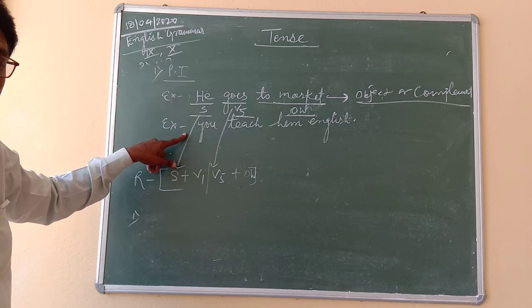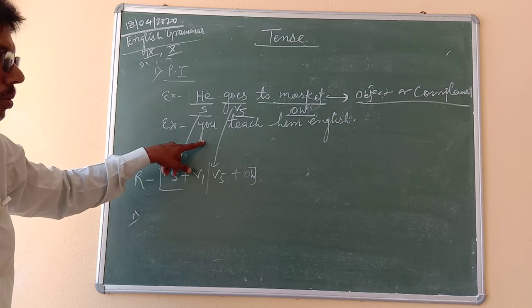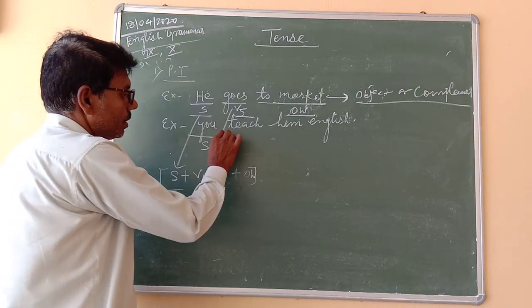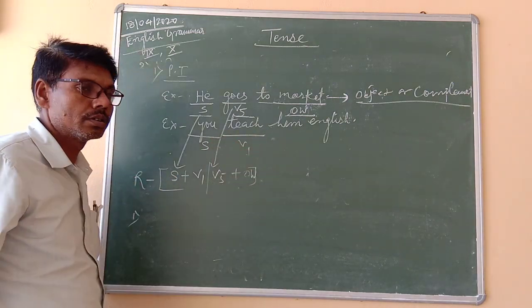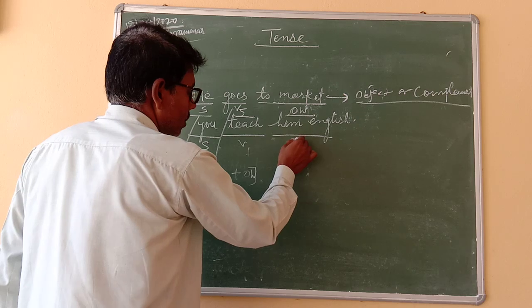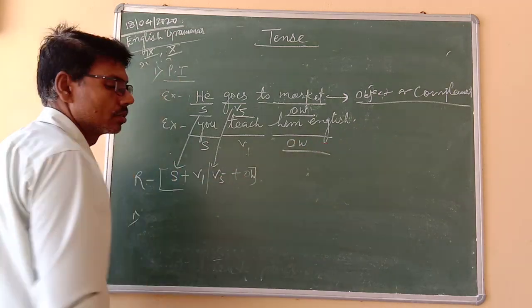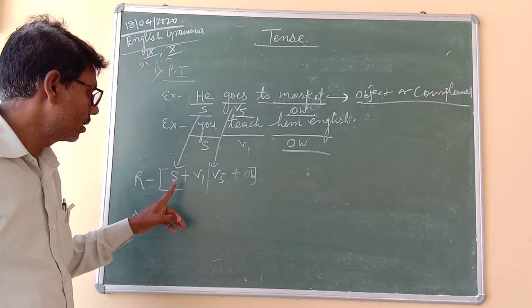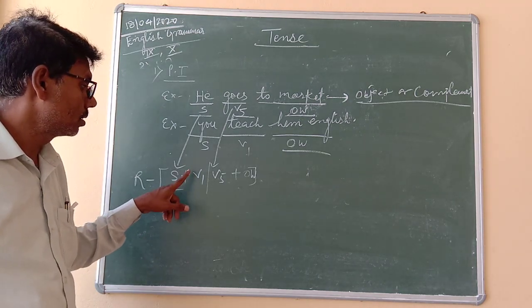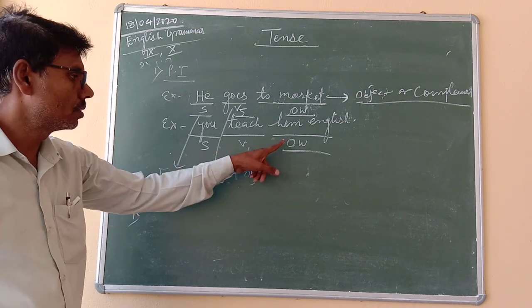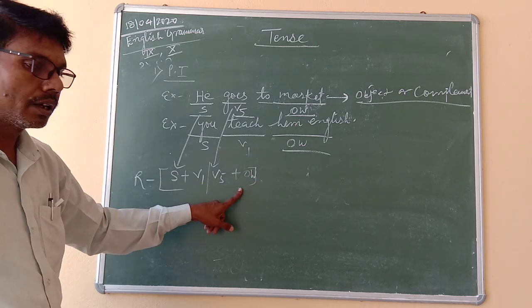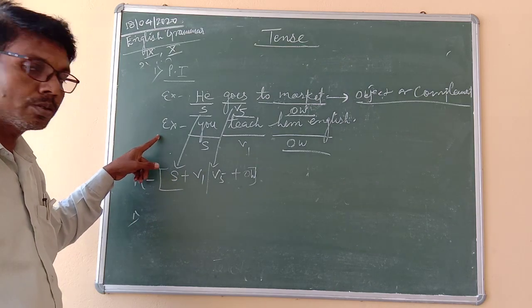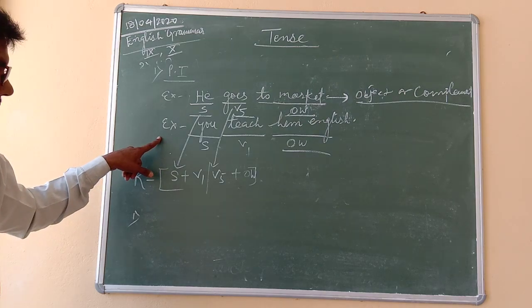Now number two, you. This is subject, teach. This is first form of the verb. This one, the other words. So tally now, subject, verb first form, other words. And this one, the second example, is also taken from present indefinite.